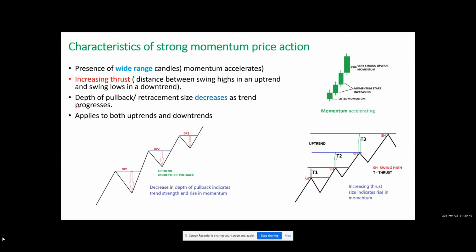Another important point here, these concepts apply to a downtrend as well. If we just flip the charts, you will see exactly what a downtrend is, and you want momentum increasing on the downside. You want the distance between the pullbacks decreasing on the downside as well. The distance between the swing lows increasing on the downside as well. And the depth of pullback, whenever the retracement is happening, you want that small as well.